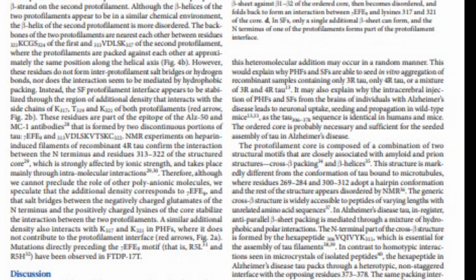Figure 4 shows protofilament interface in PHFs and SFs. A. Packing between residues 332 PGGQ 336 of the two protofilaments in PHFs. Interprotofilament hydrogen bonds are shown in orange and green. Intraprotofilament hydrogen bonds are shown in yellow. B. Packing between residues 317 to 324 and residues 312 to 321 of the protofilaments in SFs. Additional density between the side chains of lysines 317 and 321 is shown as a green mesh.